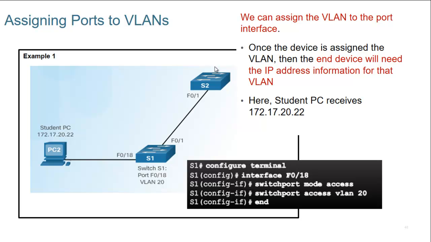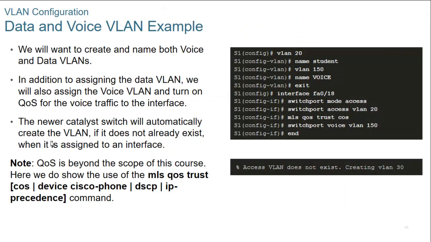Once the device is assigned the VLAN, then the end device will need the IP address information for that VLAN. If you remember, all the devices within the same VLAN must be within the same subnet, so give the IP addresses appropriately. Here, the student PC receives the IP address 172.17.20.22. The same with the data VLAN.